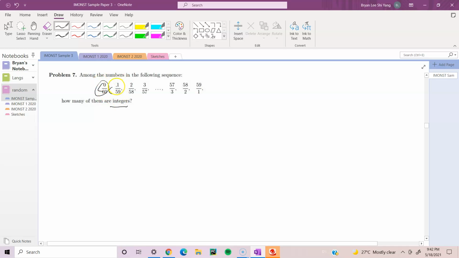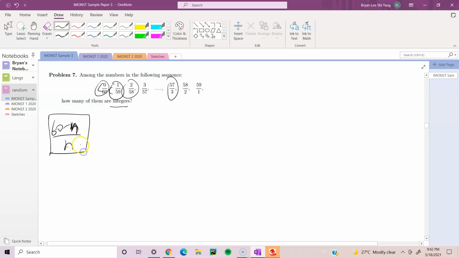So 0 plus 60 is 60, 1 plus 59 is 60, 2 plus 58 is 60, all the way to 57 plus 3 is still 60. All of these have a sum of 60. So we can represent something like (60 minus n) over n. You might be asking why not n over (60 minus n). I don't know, this is like a personal preference.